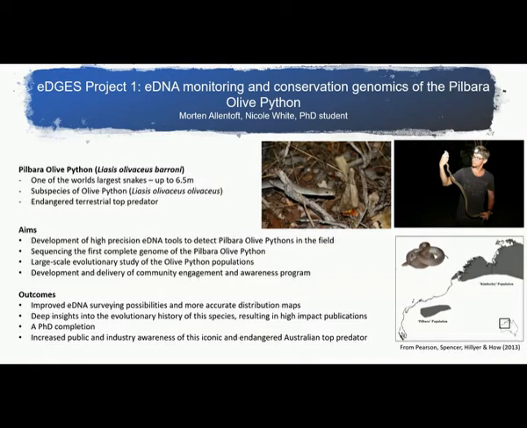Being able to detect the python based on eDNA will allow for a much better idea of its distribution, and also provide input to, for example, assessments of local biodiversity, whether these snakes are present or absent. Moreover, we intend to sequence the complete genome of this species, and this allows us to engage in a whole pile of different analyses related to the evolution of this iconic Australian species.